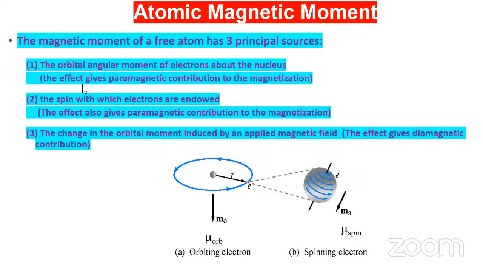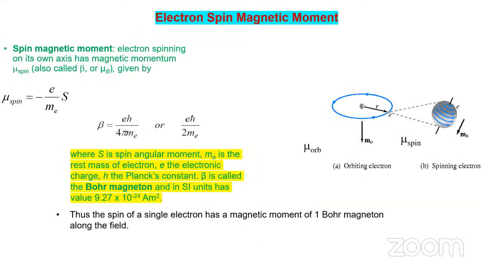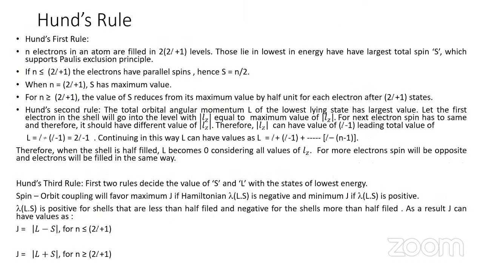Mainly, there are two contributions: the orbital angular momentum and spin angular momentum, and the change in the orbital magnetic moment induced by the external magnetic field. It is negative, and therefore it gives the diamagnetic contribution to the substance. Whereas these are the details about the calculations of the orbital magnetic moment in presence of an external magnetic field. And similarly, these are the details of the electron spin moment.